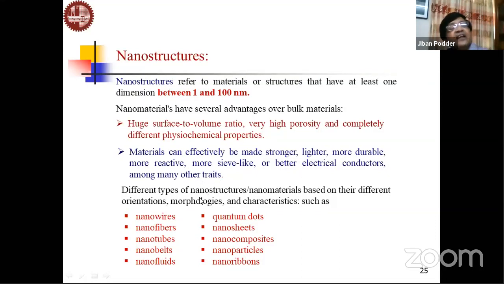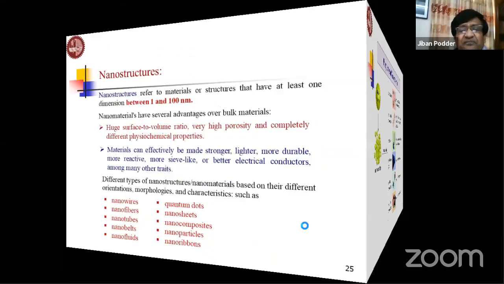And there are different types of nanomaterials and nanostructures, based on their crystallographic orientations, morphologies, characteristics, and unit cell structures. So we can classify nanomaterials in the form of nanowires, nanofibers, nanotubes, nanobelts, nanofluid, quantum dots, nanosheets, nanocomposites, nanoparticles, and nanoribbons. These depend on the crystallographic orientations, morphologies, and arrangement of atoms.